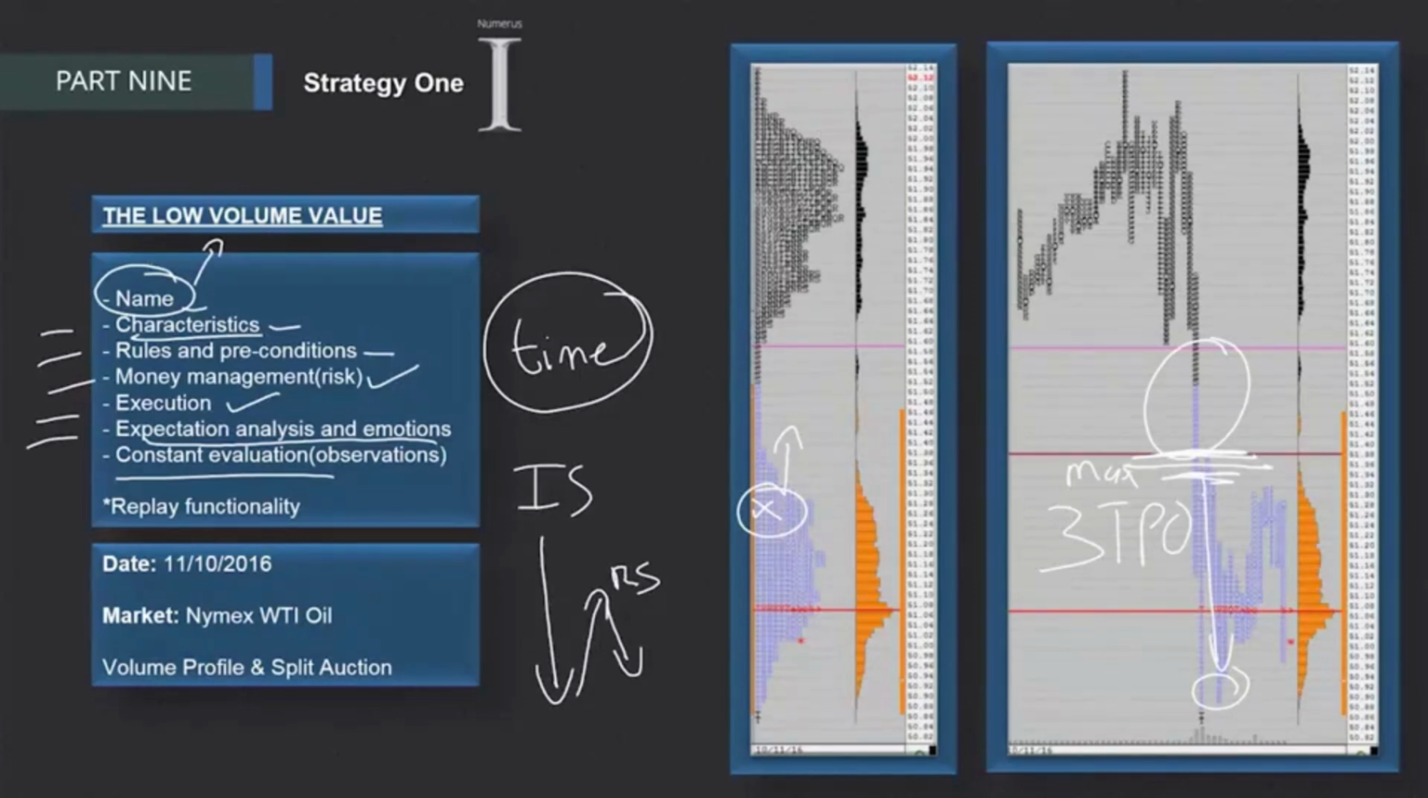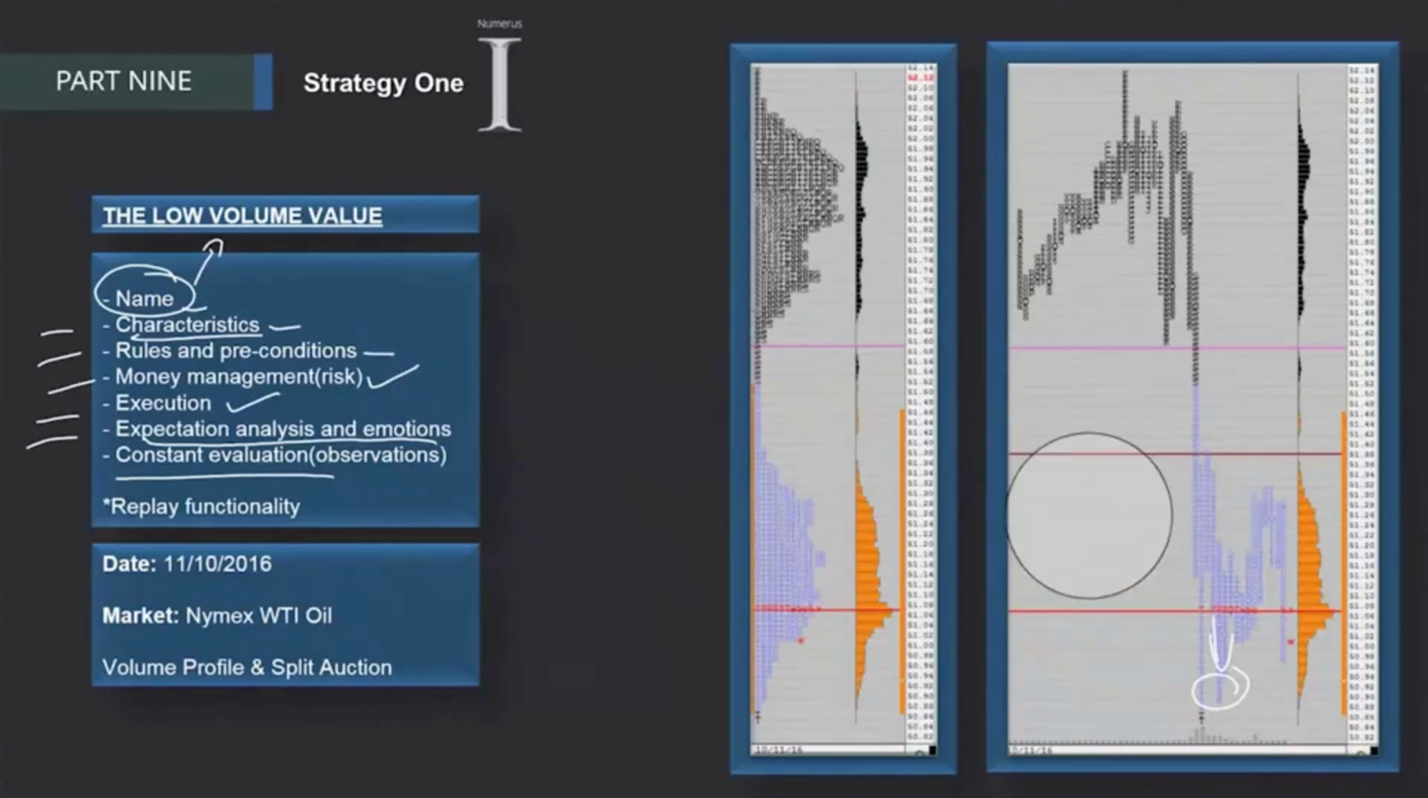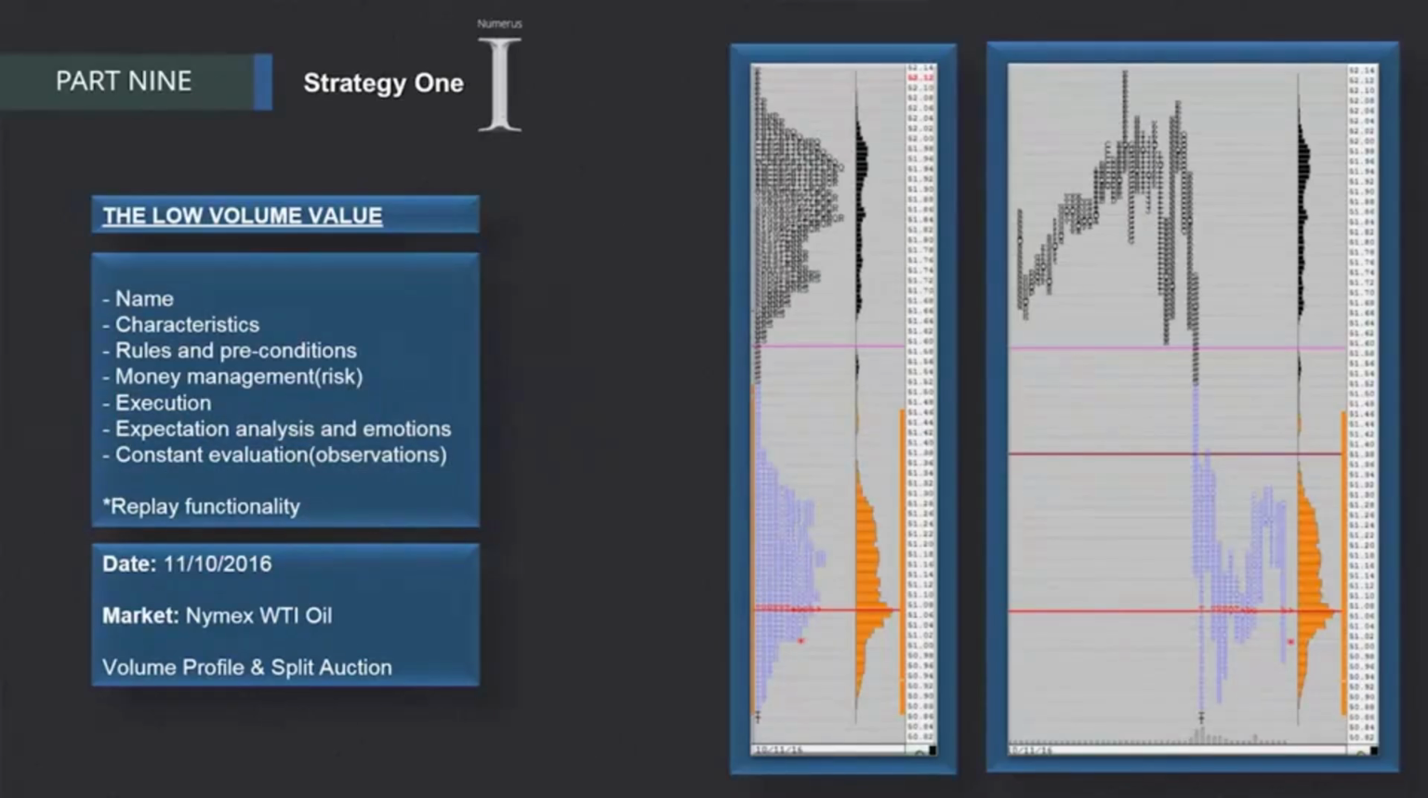Now, let's move on to an example of where we would see this playing out in slightly different conditions. So let's just move to the next slide, and I can show you some of the different variations of the low volume area.